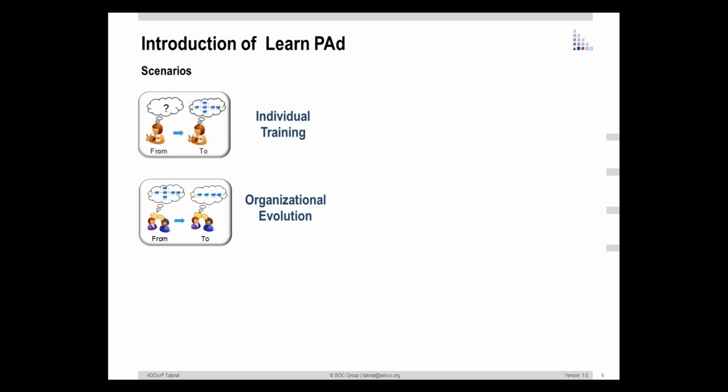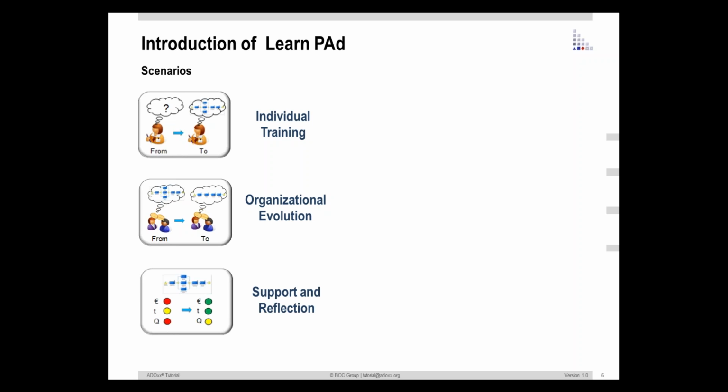What kind of scenarios did we target in LearnPad? First of all, the individual training. We said let the people step through the externalized and formalized processes, learn how to execute them, and explore the knowledge resources they have to study for their roles. Second is the organizational evolution. We said to let the people discuss and work on this externalized knowledge, let them give feedback and improve this externalized knowledge collaboratively.